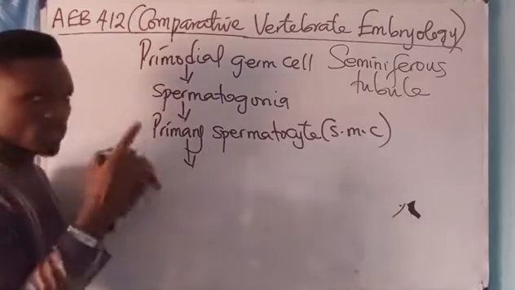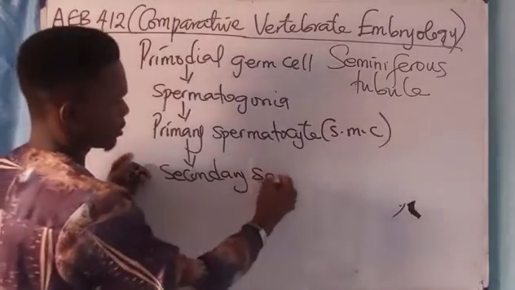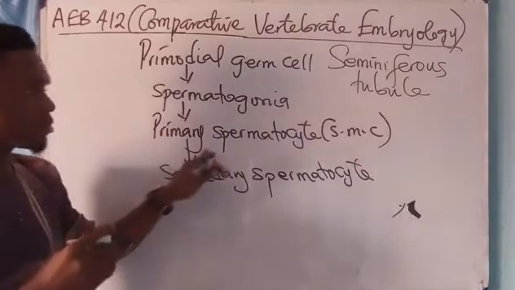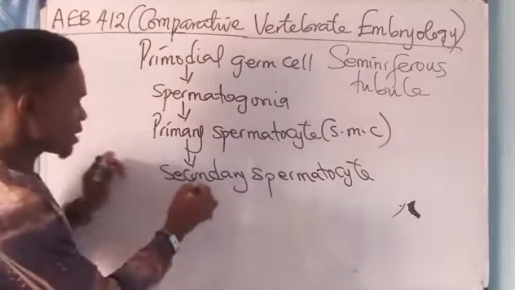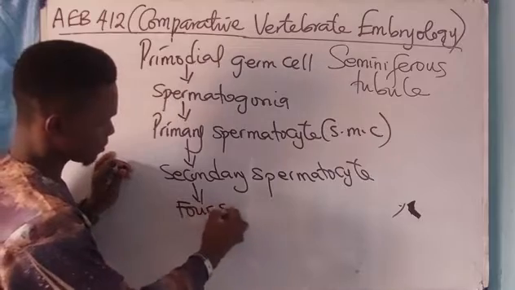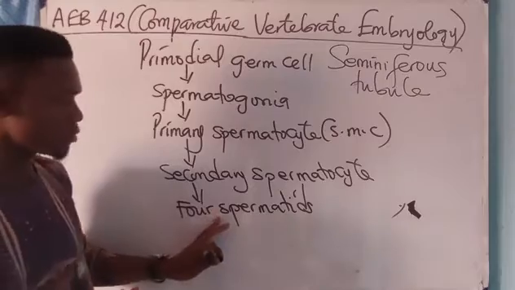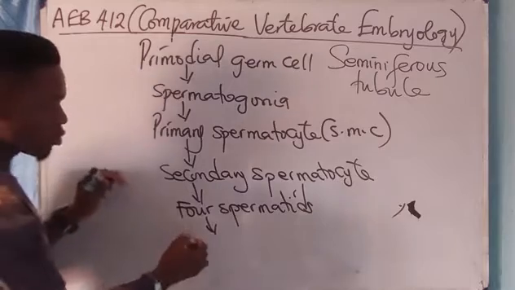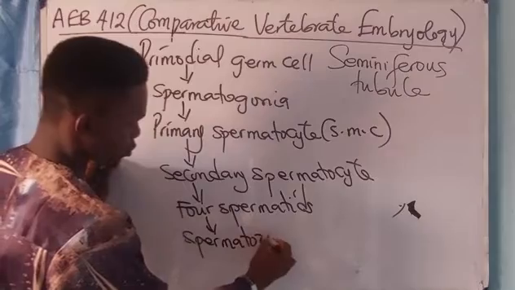There are two meiotic divisions. The first meiotic division produces secondary spermatocytes, while the second meiotic division produces four spermatids. Now these four spermatids produced will undergo differentiation to produce a spermatozoon.